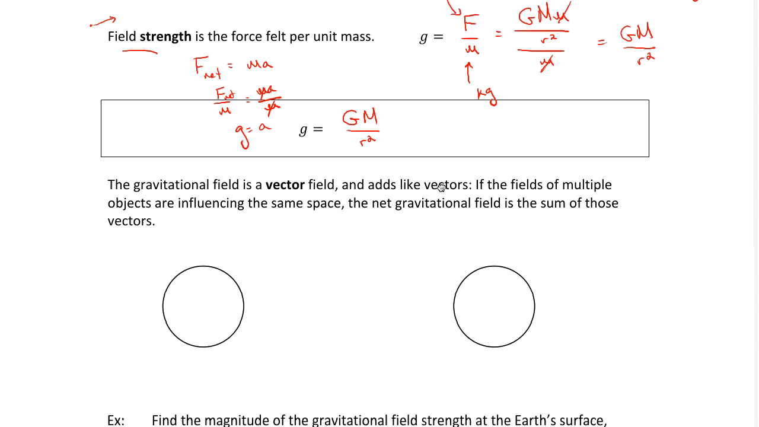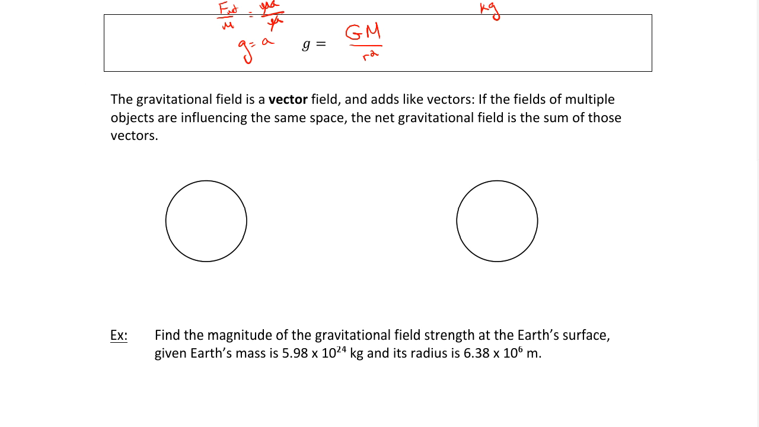It's important to recognize that the gravitational field is a vector field, and so adds like vectors do. So if you have multiple objects like we see here influencing the same space, then the net gravitational field is the sum of the gravitational fields of each of them. Let's say we had two identical planets here, we'll call these A and B. Then in the spot right in the middle there, the force felt, if there were an object here, would be equal and opposite, and the gravitational field strength in the middle would be 0. So just remember that the gravitational field is a vector field and needs to be added like one.